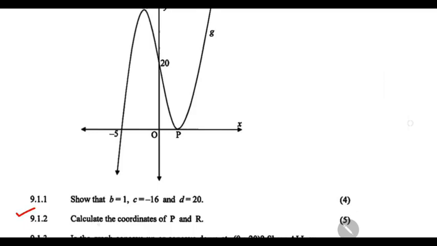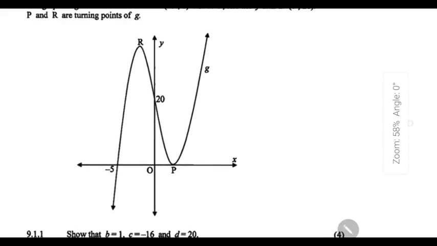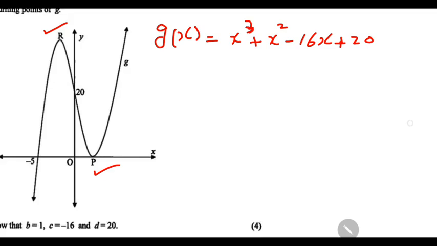9.1.2, the second question, is easy. Calculate the coordinates of P and R. So you are looking for P and R, the turning points. For the turning points, we need to take the first derivative, then set it equal to 0 and find the x values, as well as the y value. To find the y value, we have to substitute into the original function. So first of all, g of x we have.